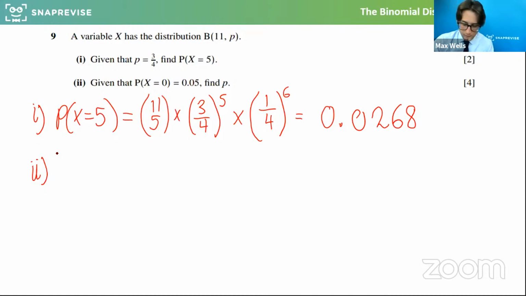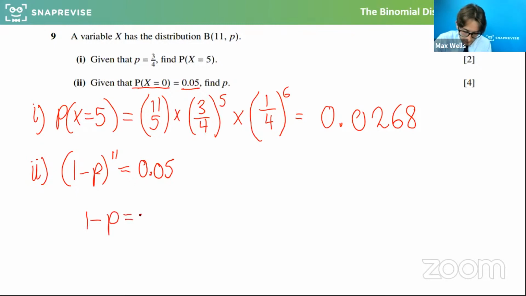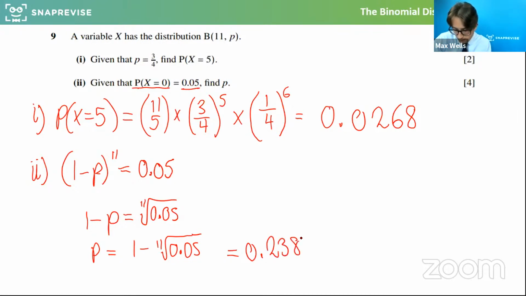And then for the second part, given that the chance of X being 0 under this distribution is 5% of the time, then what we know is 1 minus P, the chance of failure, must have happened 11 times. So for probability of X to be 0, to have no successes, you know it's that scenario where it's just failed every time. So it would be the probability of failure, 1 minus P to the power of 11 times like the other scenario, no times. So literally just 1 minus P to the 11 must equal 0.05. So then what we can do is we can 11th root both sides, add P across and take it off of 1. So P is equal to 1 minus the 11th root of 0.05, and that will be equal to 0.2384.